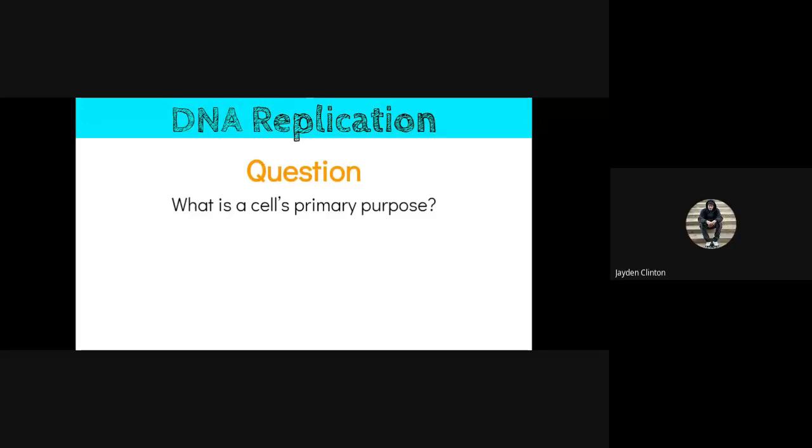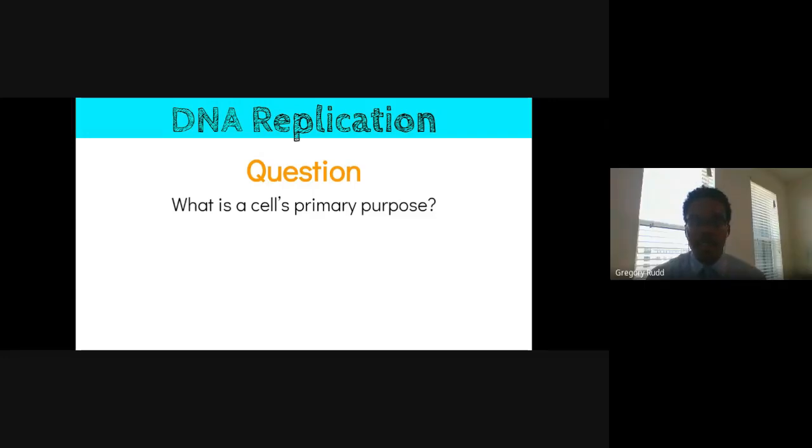To provide structures to the body. Okay, they need to provide structure. Thank you, Jaden. And which of our four biological compounds, you've got carbs, lipids, proteins, and nucleic acids, which of the four provides the structure to the body and also does a wide variety of other things?